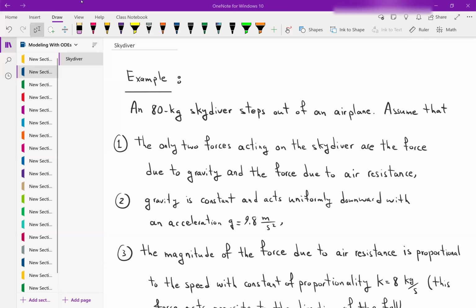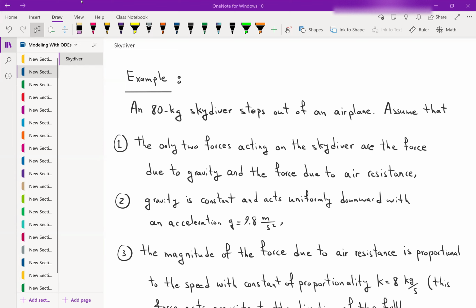Sure. We've discussed that one of the primary sources of many ODEs in real-life applications is Newton's second law of motion, F equals ma. In this example, we're going to see how an ODE arises from applying Newton's second law. Specifically, we will use our model to determine something known as the terminal velocity of a falling object.